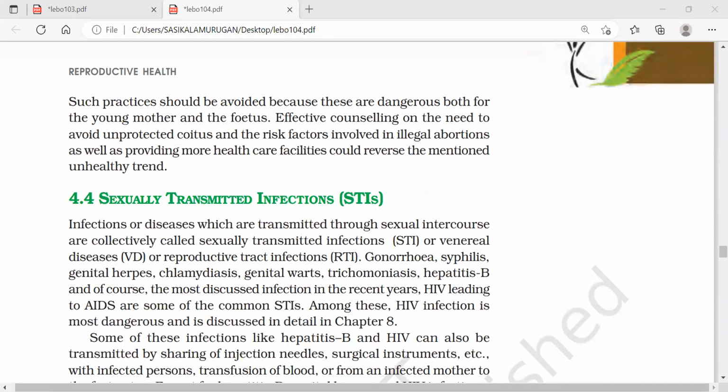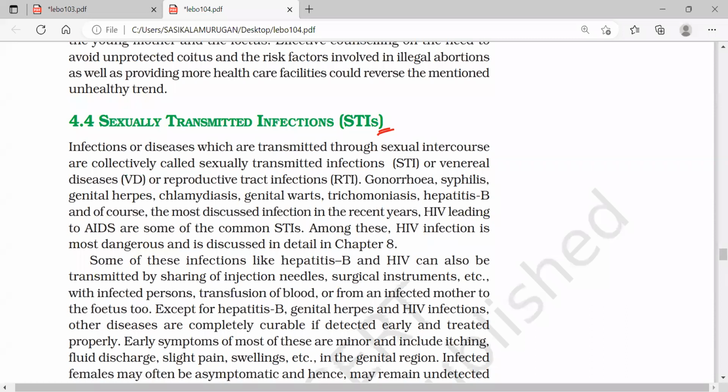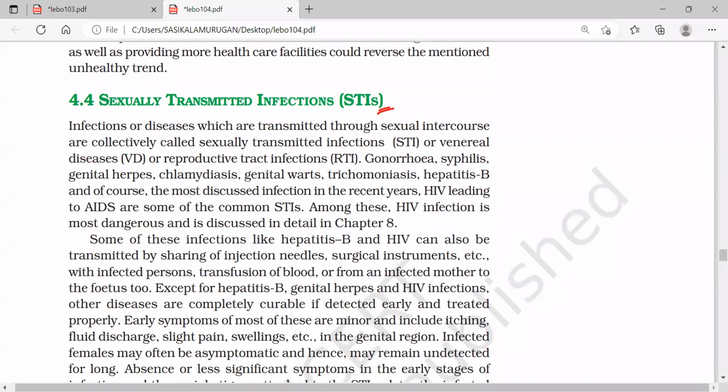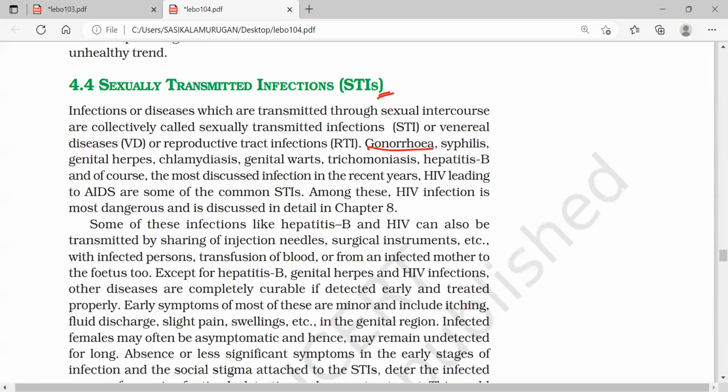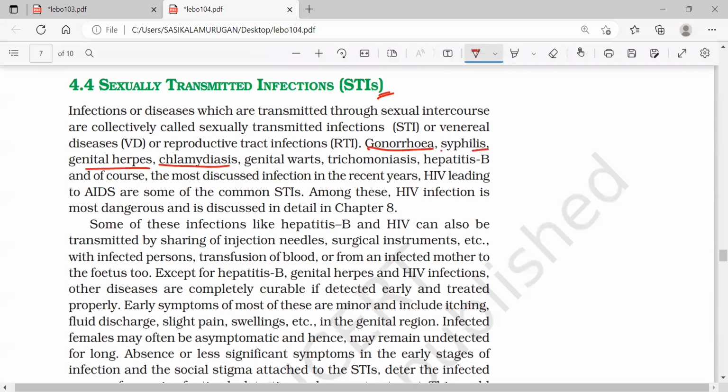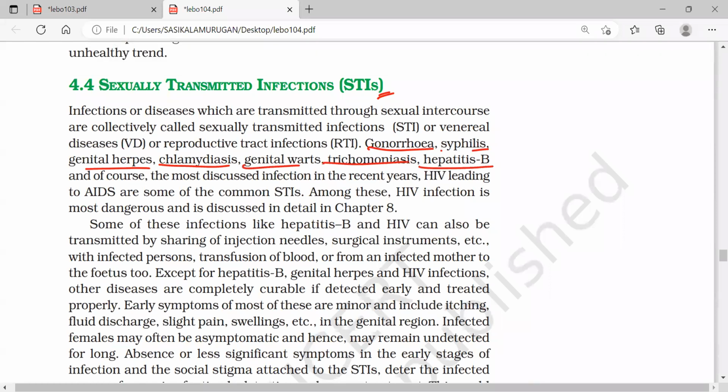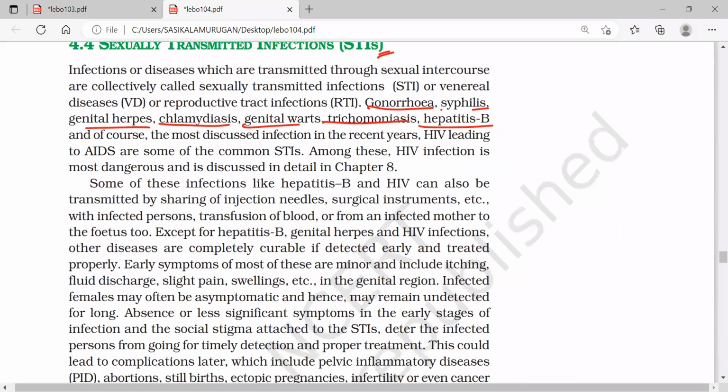Now let me talk about the last two topics we have left. The first is sexually transmitted infections. Diseases transmitted through sexual intercourse are collectively called sexually transmitted infections. These are gonorrhea, syphilis, genital herpes, chlamydiasis, genital warts, trichomoniasis, hepatitis B. We can expect a question asking which are sexually transmitted infections, so note this. And finally AIDS also.